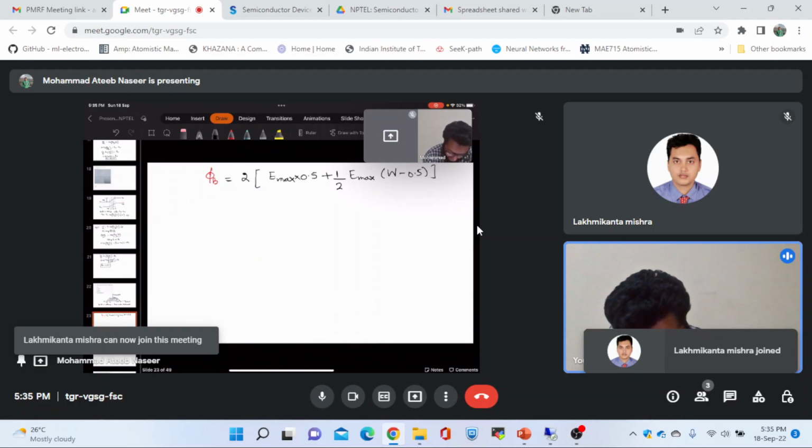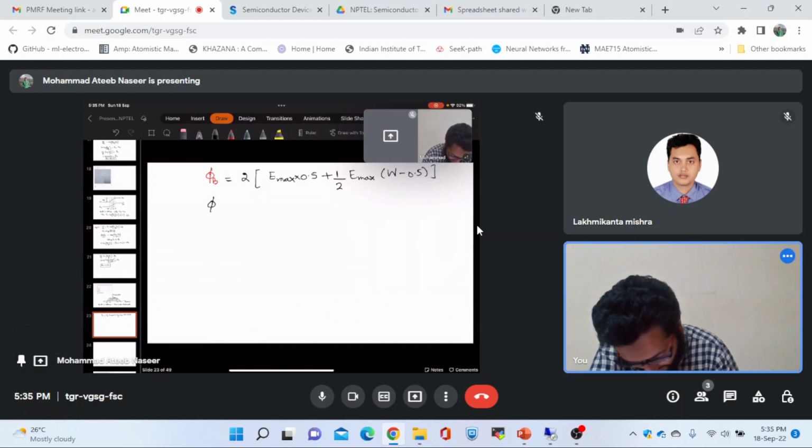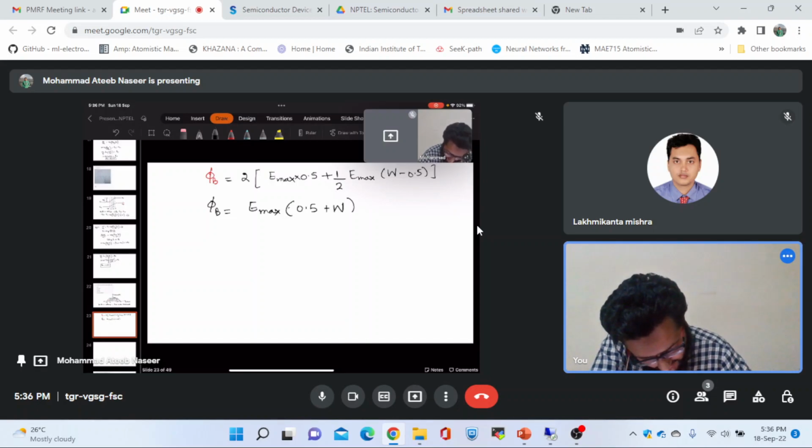So this is our built-in voltage. Now let me use this a bit. It will become E max plus, this will simply be 0.5. If I add this with this 0.5, it would mean this will be 0.5 minus plus W. Yes, since this is minus 0.25, it will become 2 times.